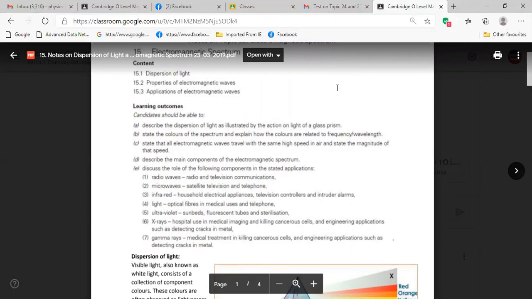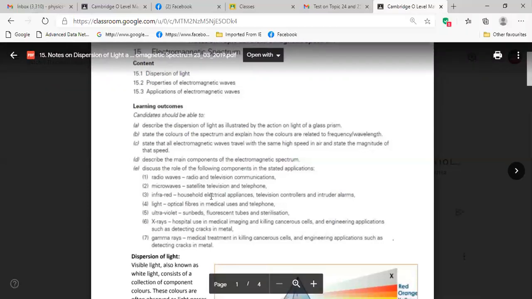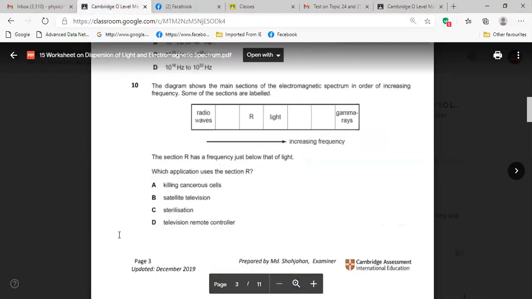Household electrical appliances, intruder alarms, and television controllers. Television controllers, that means you have a remote controller, right? For the remote controller, we are using infrared. Then intruder alarms, household electrical appliances. So what should be your answer for this?